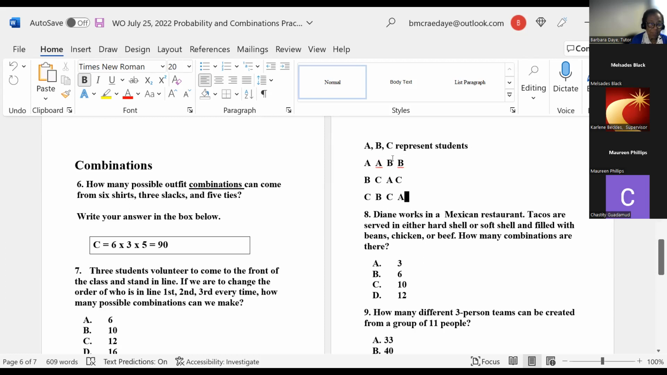Now let's go to C. What would C be? C could be followed by B and then followed by A. And C can also be followed by A and then B. And leave enough space between them so you can see them, right? And what else could C be?